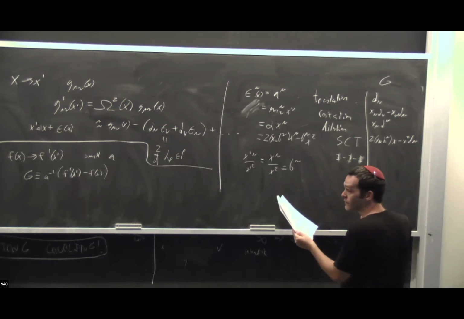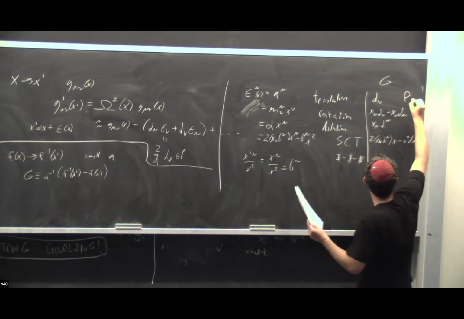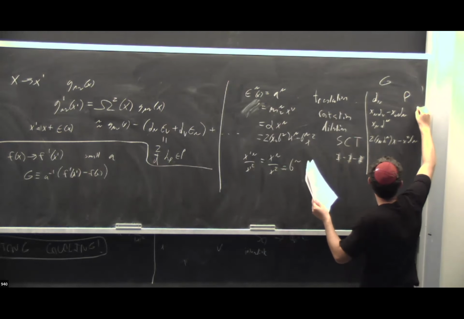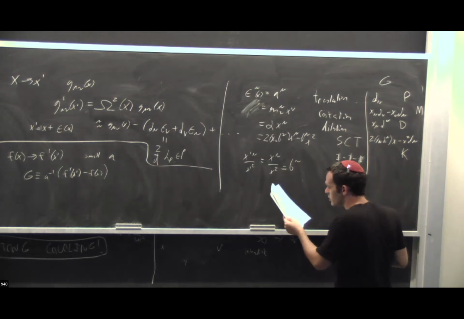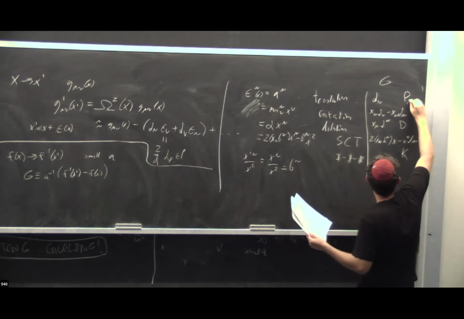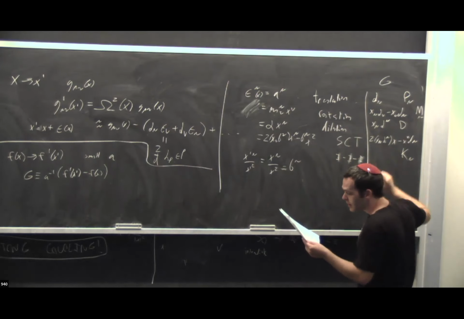So the names we give for these different generators: this guy is called P, this guy is called M, this guy is called D, and this guy is called K. This is just the convention used for these generators in the literature. This has an index, this has 2 indices, this has 1 index, this has no index.